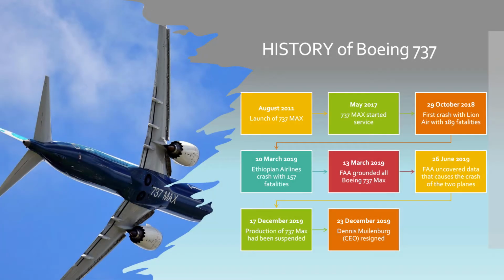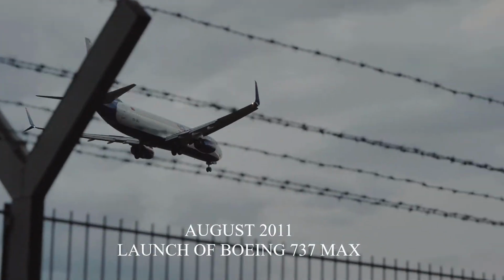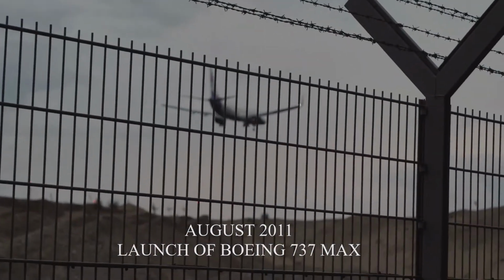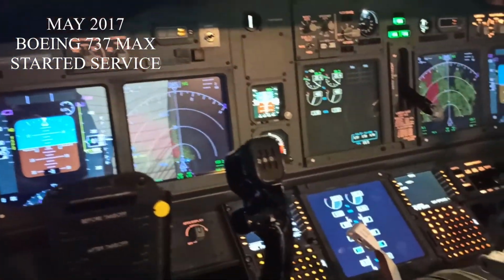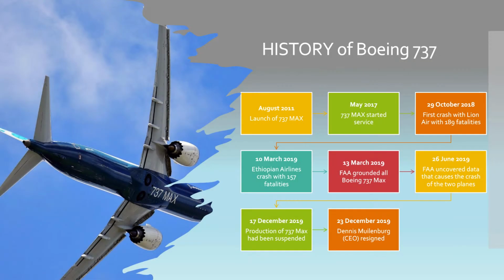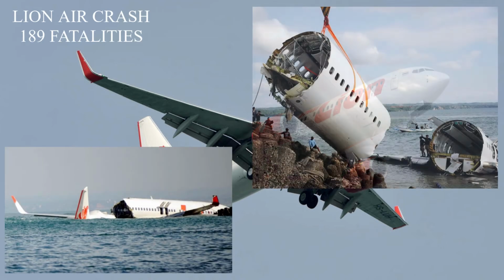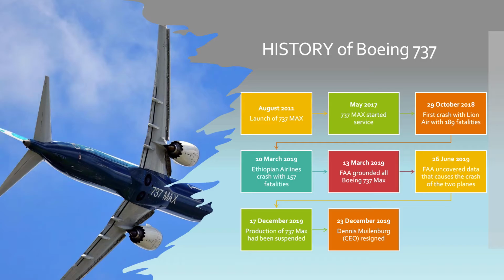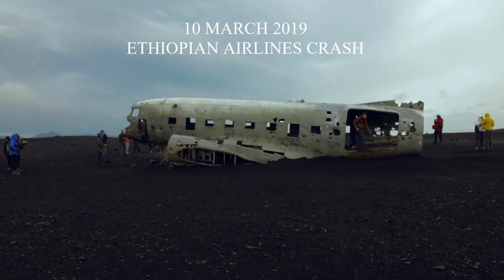History of Boeing 737. August 2011. Launch of 737 MAX. May 2017. 737 MAX started service. 29 October 2018. First crash of Boeing 737 MAX with Lion Air with 189 fatalities. March 10, 2019. Ethiopian Airlines crash with 157 fatalities.